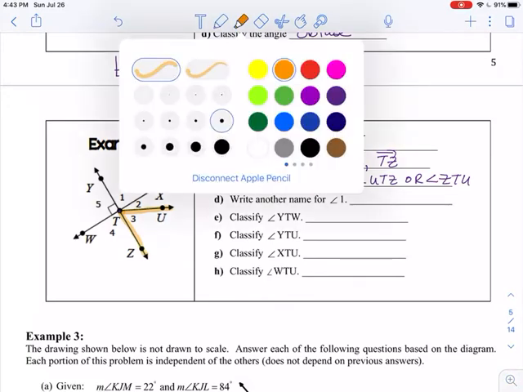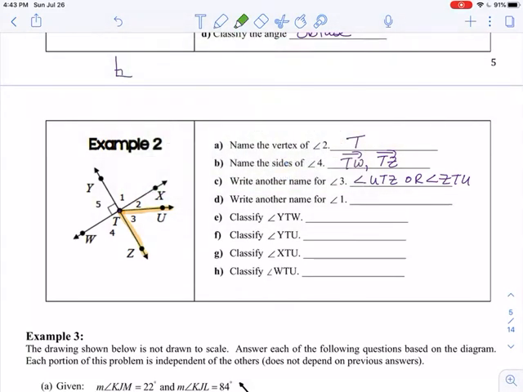Another name for angle 1. Angle 1 is right here in green. Again, I can't call it angle T because that would be confusing. There are multiple angles there. So I'm going to use the 3 letters that are there. Remember, the T has to be in the middle, so I can call it angle YTX, or I can call it angle XTY, whichever you prefer.